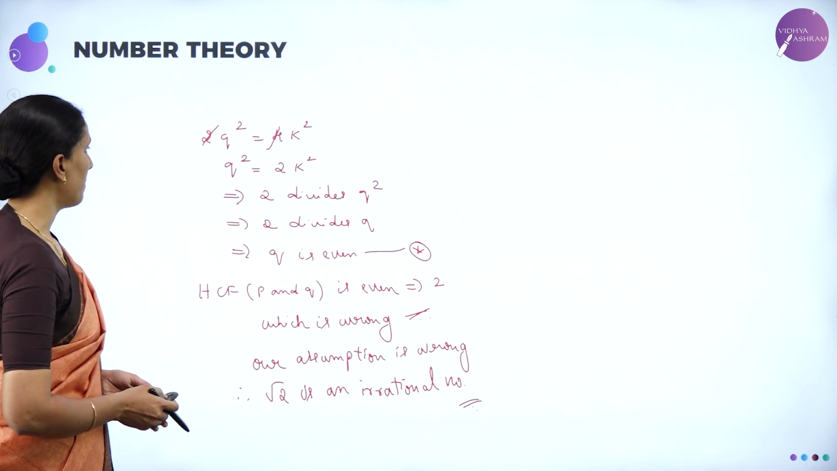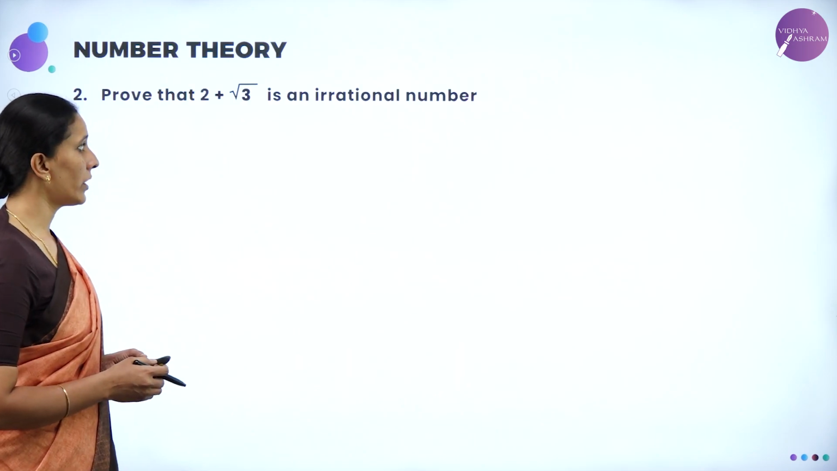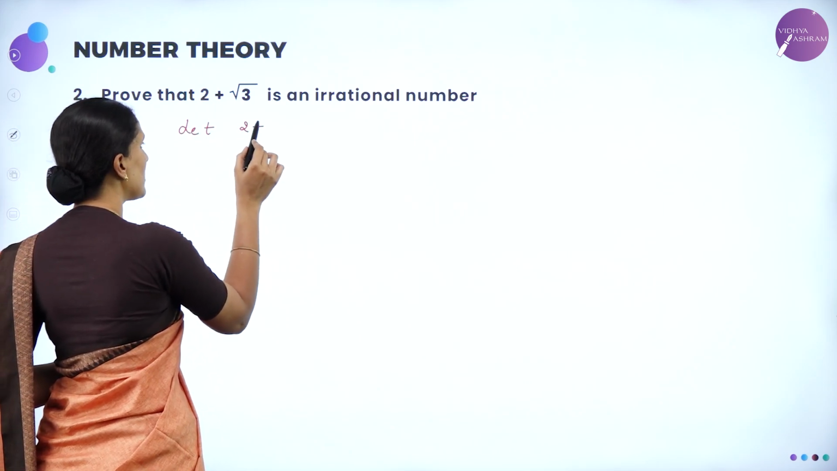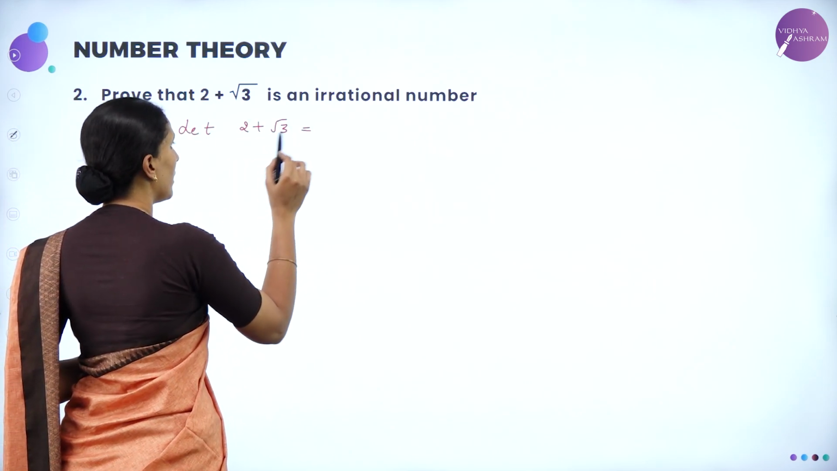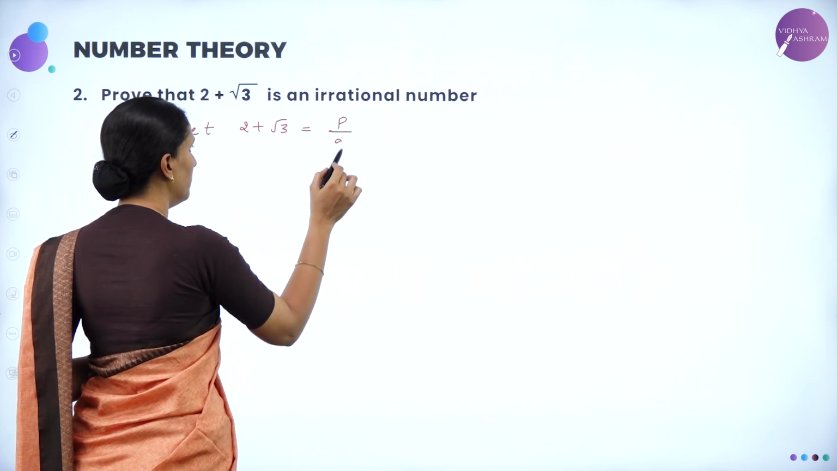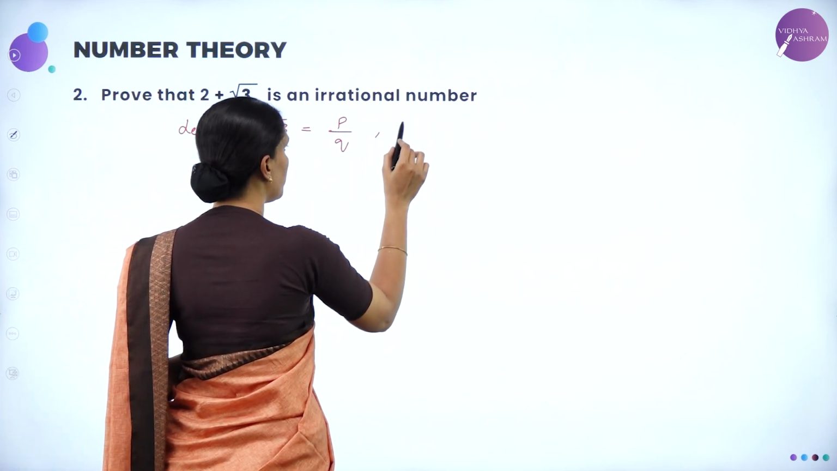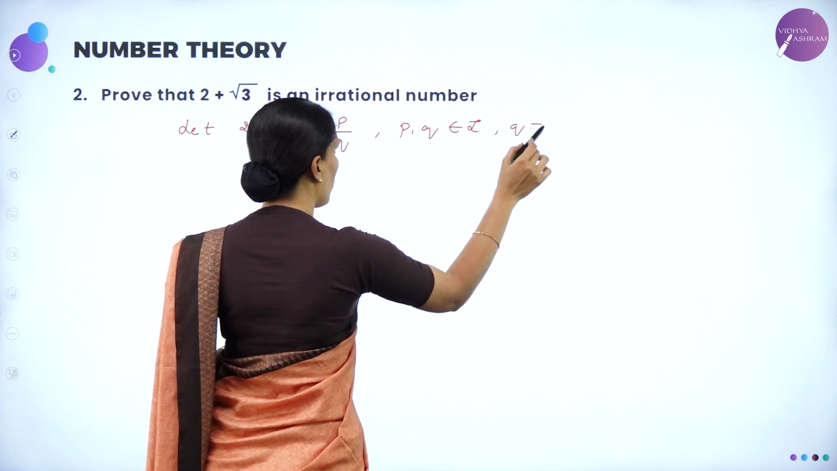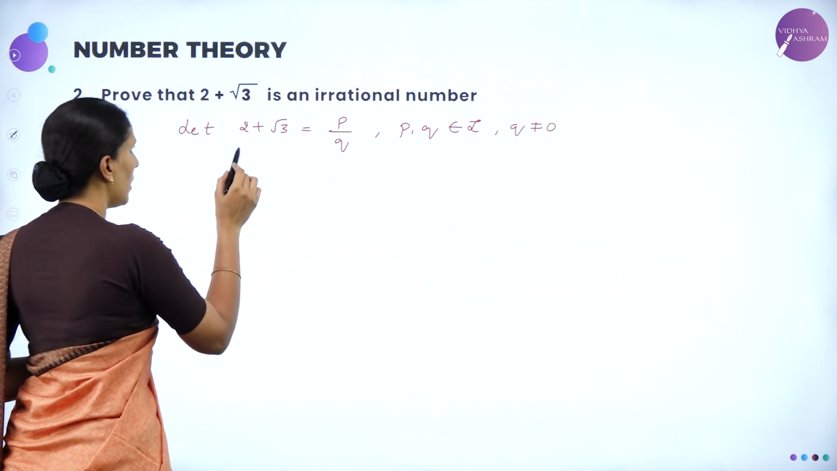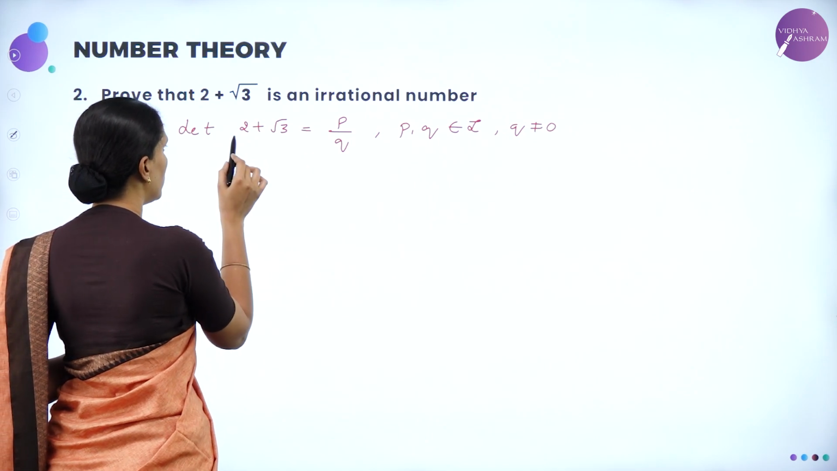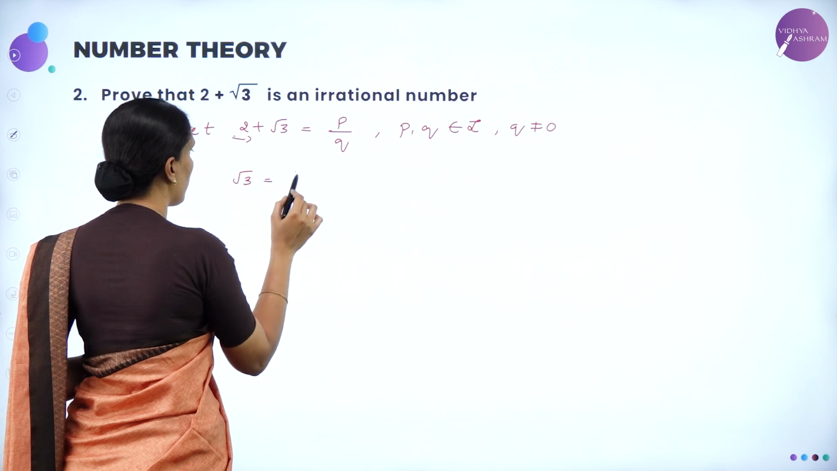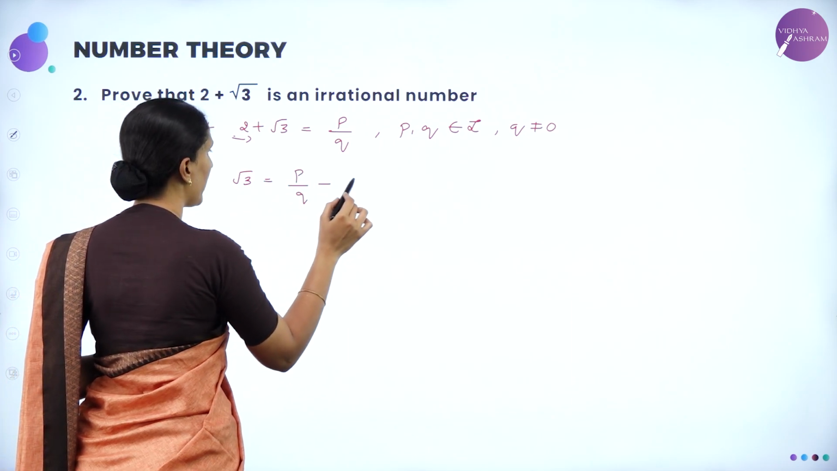Let's take one more example. Prove that 2 plus root 3 is an irrational number. Now let us assume 2 plus root 3 is a rational number, equal to p by q. Here also p and q belong to the set Z and q is not equal to 0. Now let me shift 2 to the right-hand side. Then we get root 3 is equal to p by q minus 2.